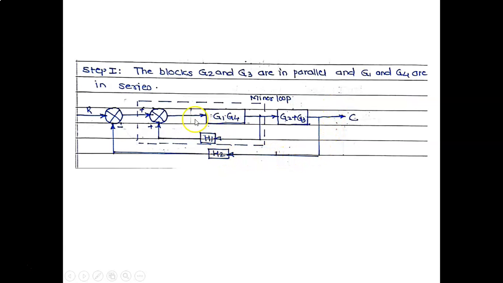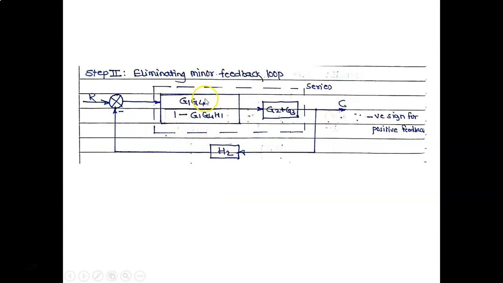Now, this summing point, this block G1, G4 and this block H1, this forms a minor feedback loop. Therefore, we will reduce this minor feedback loop. Now here H1 signal is positive, I think. This is positive signal, H1 signal. Therefore, when positive signal is here, in the denominator, we have to use negative sign. That is, G1, G4 divided by 1 minus G1, G4, H1.